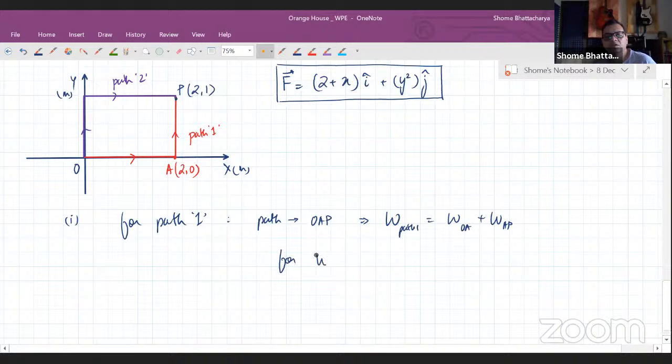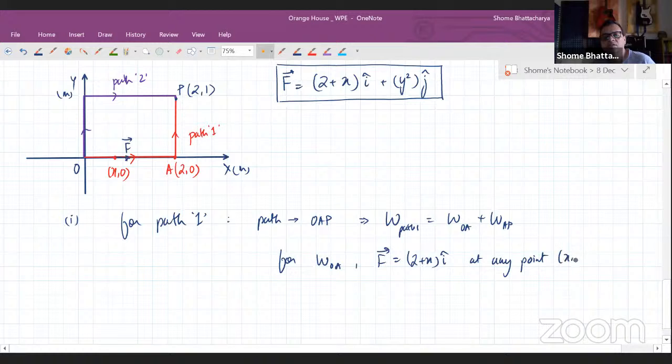Now for work done from O to A, you can see that the force at any general point in between, you have a point like this now. The coordinates are x comma 0. And at this point, the force is acting like this only. Why? Because the y coordinate is 0. So it is (2 plus x) i cap, at any point which is x comma 0. The force is this, and the displacement is along the x-axis only. So whether that point is here or wherever, the force is also along the x-axis, and the displacement vector is also along the x-axis.